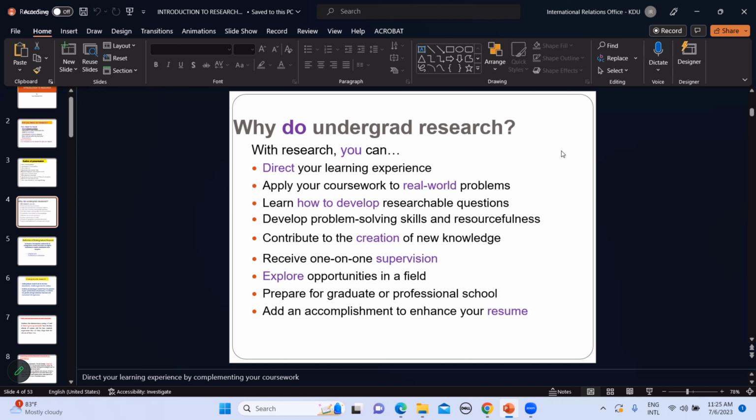Explore the opportunities in the field. After doing the research in the ICT area, when you pass out, you can think of going to a job in that particular field, okay? That is what you mean by exploring the opportunities. You got it?